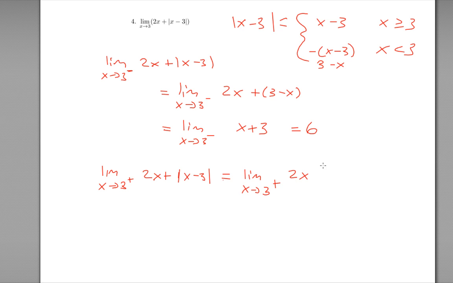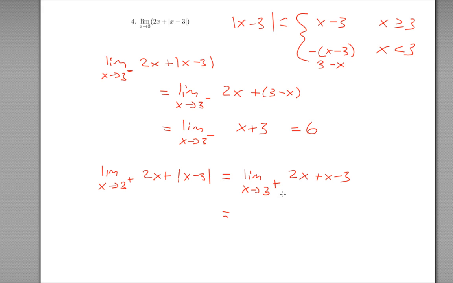Now what version of the absolute value are we going to use? Well, because we're interested in x values that are bigger than 3, we look up here and our absolute value function says whenever x is bigger than or equal to 3, we should be using this version. We should be using the x minus 3 version. So let's just stick that in. So plus x minus 3.